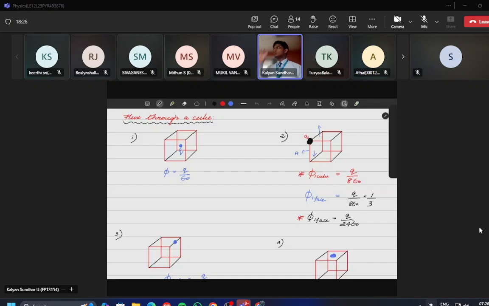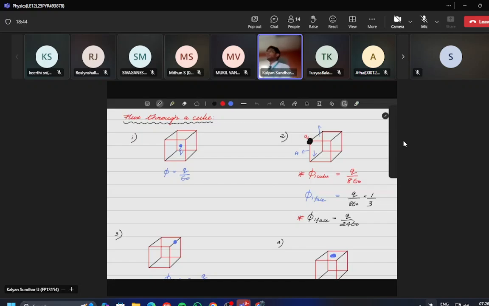So first, one of the corner ல வைக்கும்போது I have to enclose it completely. எவ்வளவு cubes வச்சா நான் enclose பண்ணலாம் இந்த மாதிரி identical cubes? 8 cubes வச்சு மொத்தமா சரவுண்ட் பண்ணிடுவேன். So flux through 8 cubes will be Q by epsilon naught. Flux through 1 cube will be Q by 8 epsilon naught.